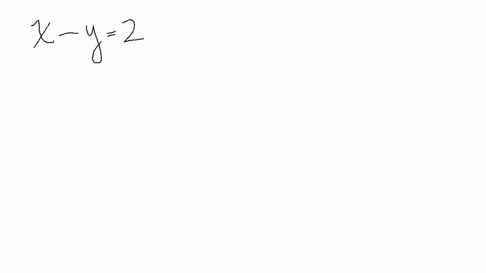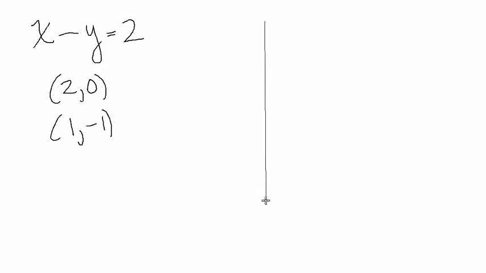Okay, so we know how to list several solutions, but remember we only need 2 points to identify a line. So maybe we can be lazy this time, and let's just pick 2. How about (2, 0)? And how about (1, -1)? All right, so convince yourself that those are indeed solutions. Okay, and I will draw another XY coordinate plane.